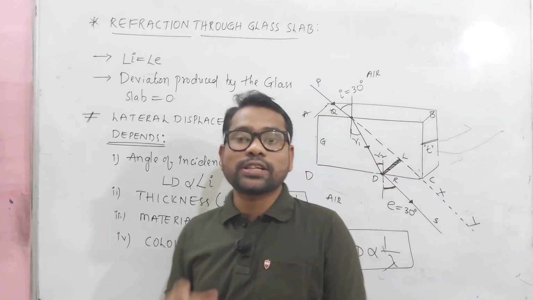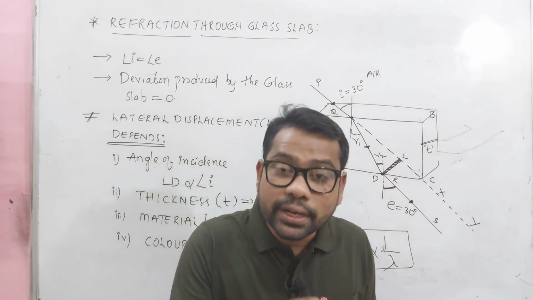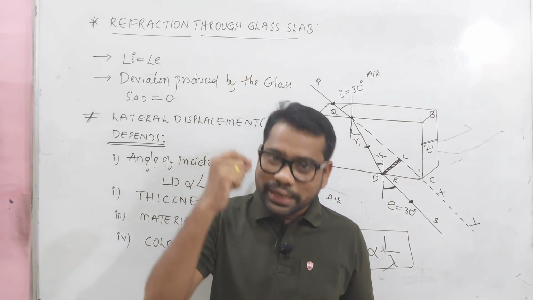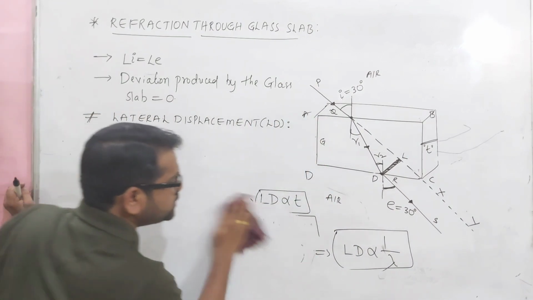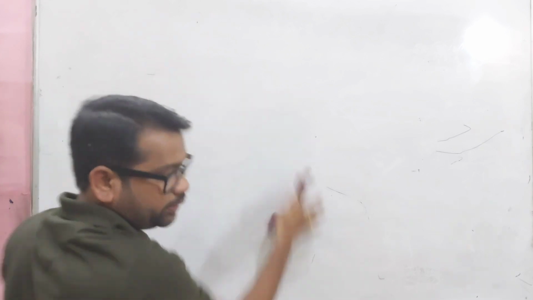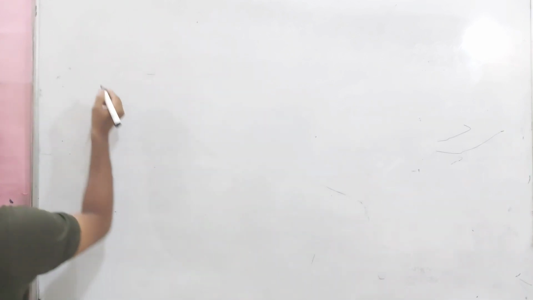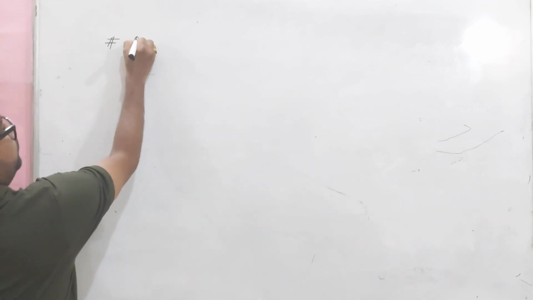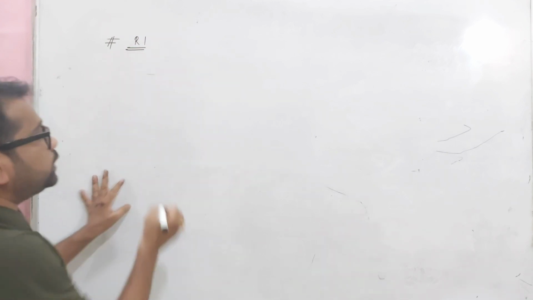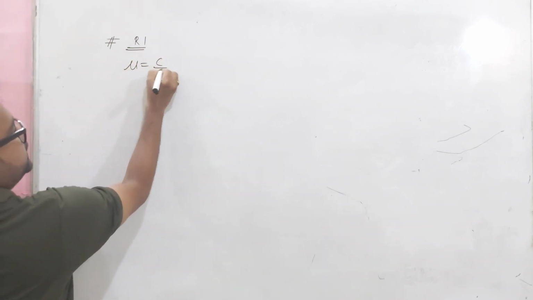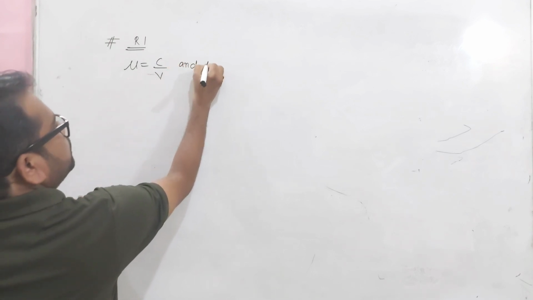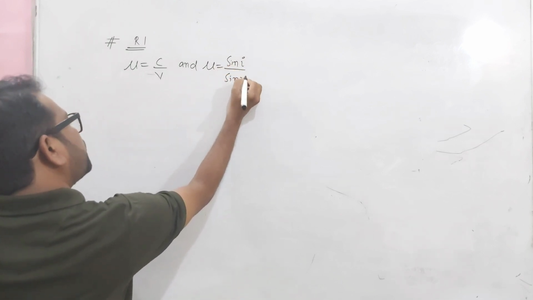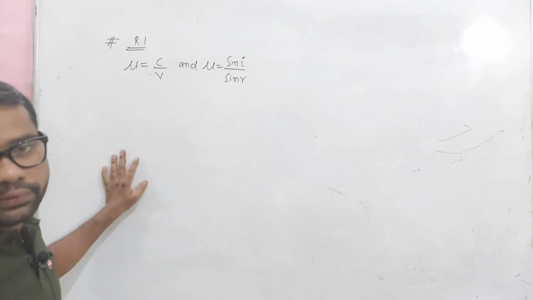So children, these are the concepts of unit A, the refraction of light at plane surfaces. Now let us once again summarize the concepts we discussed in this unit. First, the important topics. We discussed refractive index. Here we got the refractive index formula, mu is equal to C by V, and we can also use mu is equal to sin I by sin R. These two formulas we use to calculate the refractive index.